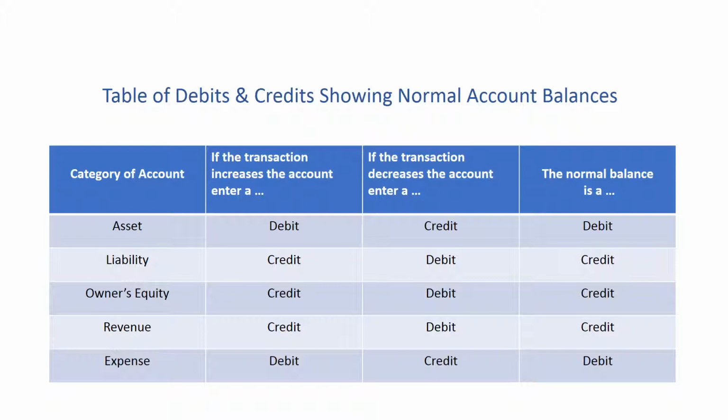Normal account balances. This table shows the normal account balance for each category of account, as well as how to treat a transaction. Since revenues customarily grow, the normal balance in that account is a credit. Expenses also grow, so the normal balance is a debit. A balance that is out of normal circumstance may signal an error.